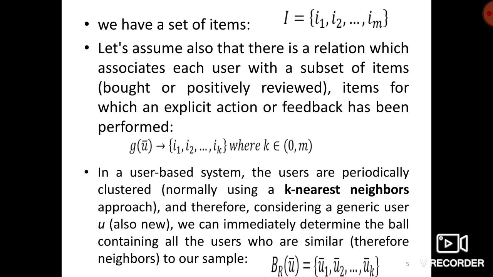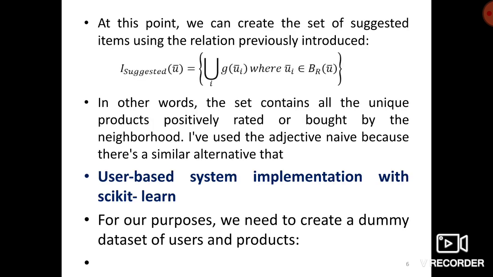Now in a user based system here we are using the k nearest neighbors approach and we can immediately determine the ball containing all the users who are similar in our sample in the following way. At this point, we can create a set of suggested items by using the previously introduced method. In other words, we can say the set contains all the unique products which are positively rated or bought by the nearest neighbors. I have used the adjective naive here because there are similar adjectives here.